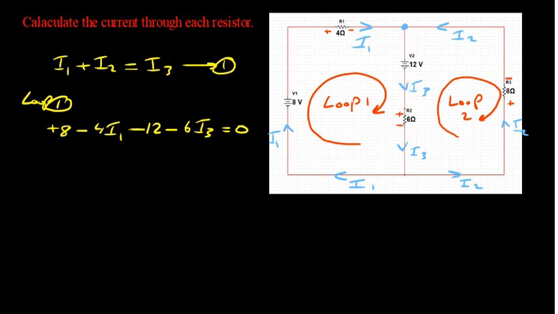Now let's make sure this equation is more simplified. It's going to be minus 4 I1 minus 6 I3. That will equal 0. That will be our second equation.